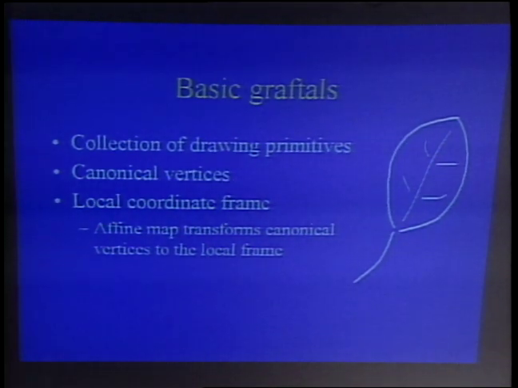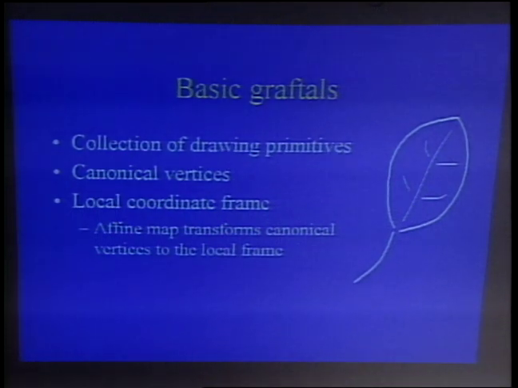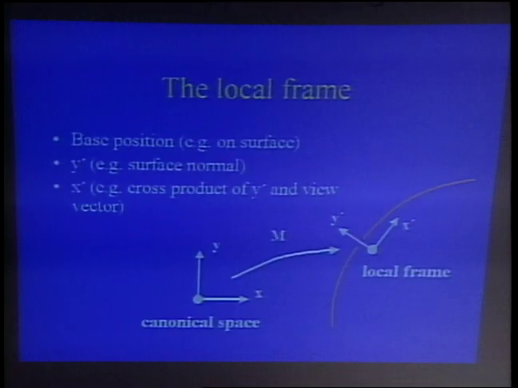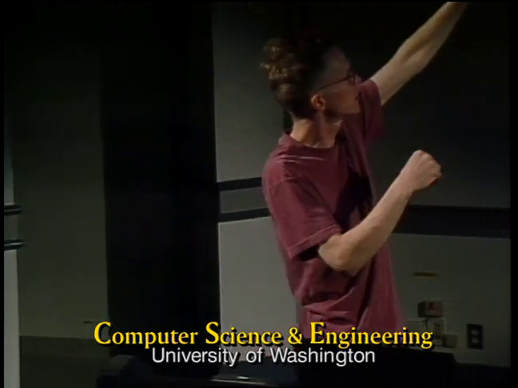And then each specific graftal gets placed in a particular position on some surface. So it has to map from its canonical space onto that surface, and that's what this slide is about. You've got your canonical space, very generic. And then you put this graftal, which might be a leaf or some blades of grass or something like that, on a surface so it has a position, and it also has a coordinate frame.